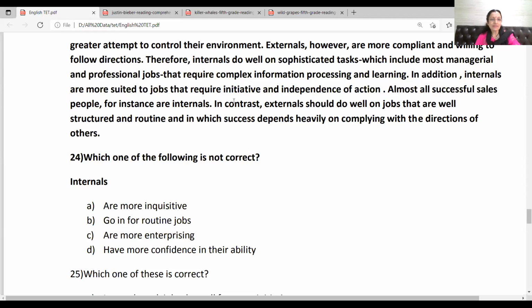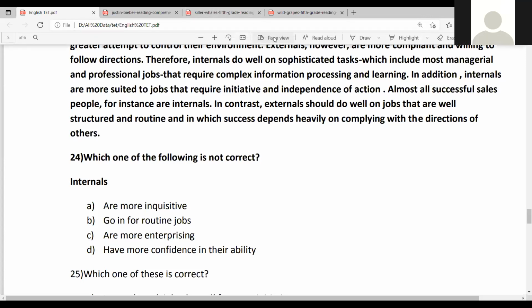About internals, which of this is not correct? Are more inquisitive, going for routine jobs? Internals and routine jobs? Yes, remember this: it is not correct. The question is which is not correct. Going for routine jobs. I deliberately said this. You have to focus on the fact that it is not correct. It is incorrect about internals.